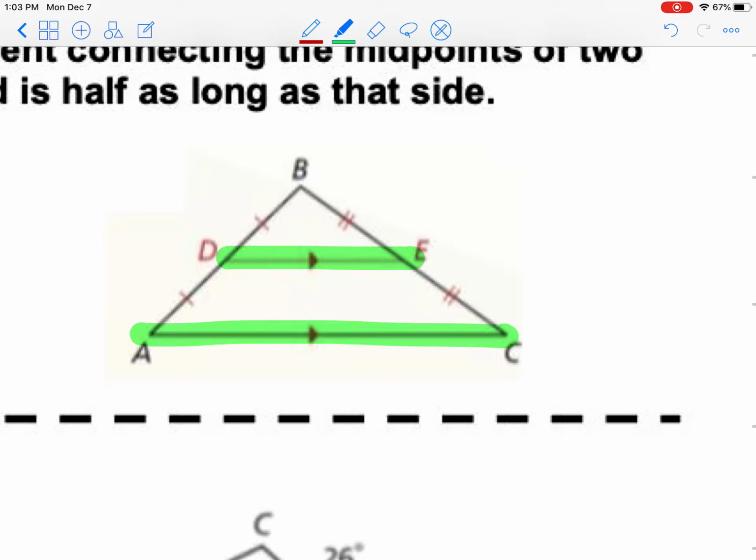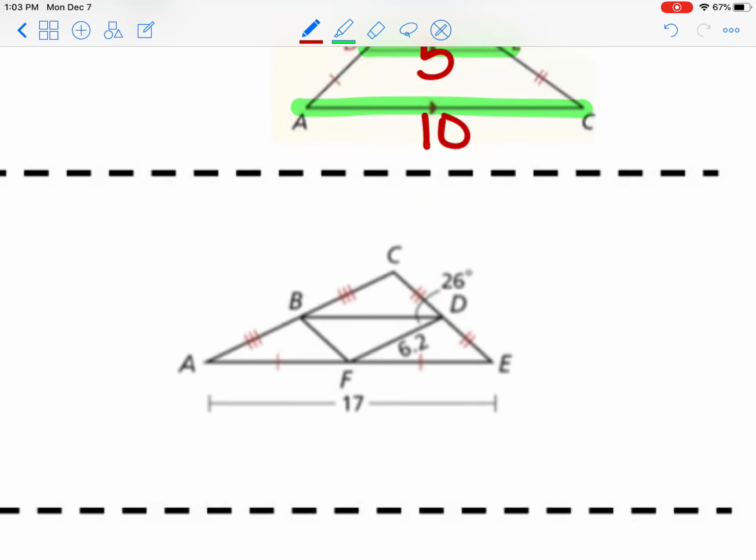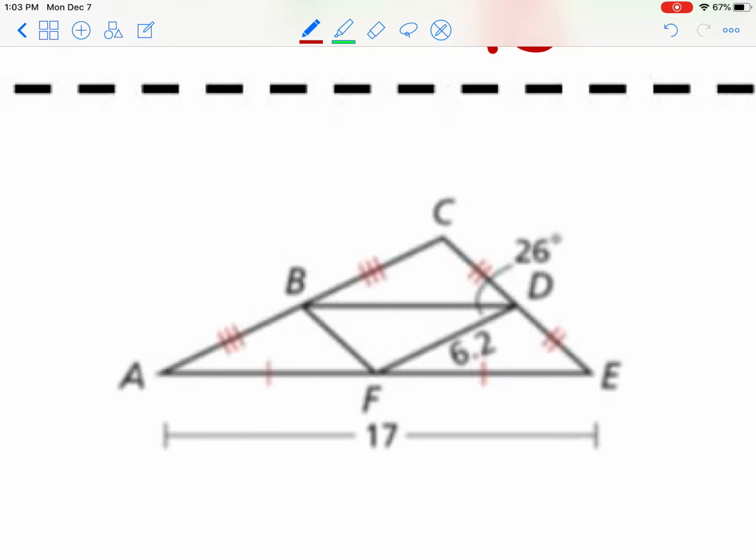What I mean by that, if DE is my midsegment, it's going to be parallel to segment AC, and it's going to be half of that length. So just an example, if segment AC was 18, then segment DE would have a length of 9. They always have that relationship. If I gave you the reverse of that and I said segment DE is 5, then we would know segment AC is 10. They have that relationship. So let's practice that.